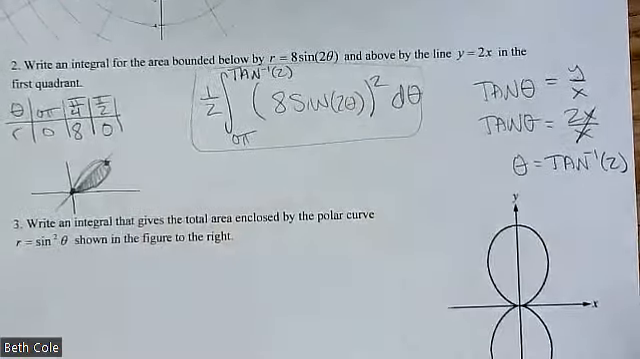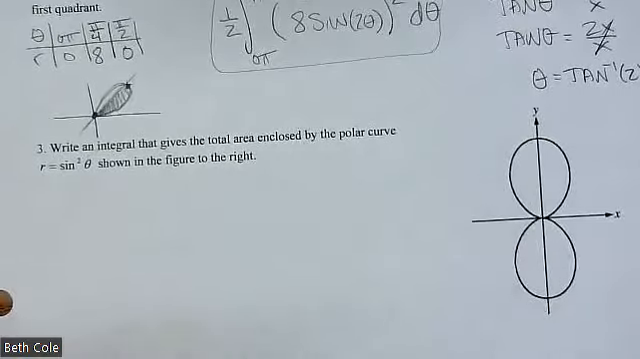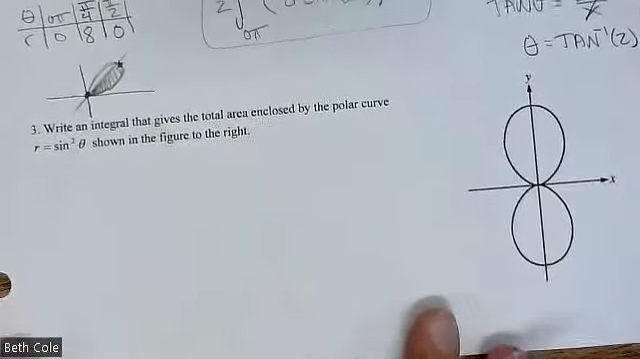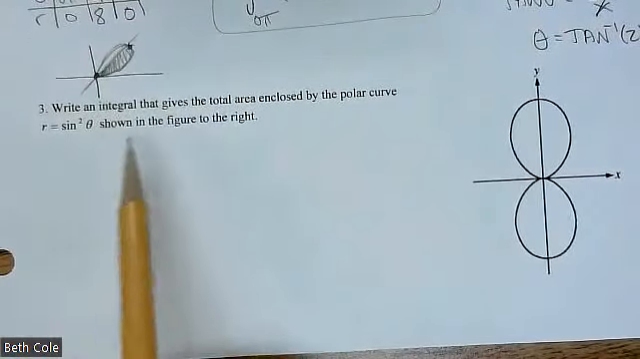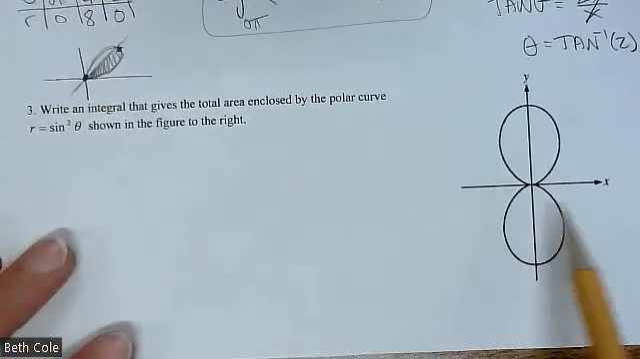Yeah, and that's all you had to do was set it up. So that's it. What is tangent inverse of 2? Now I'm curious. 1.107. But that's not in degrees, that's in radians. So anyway, for what it's worth, that's the answer. Write an integral. So again, we don't even have to work it out. Just write an integral that gives the total area enclosed by this thing.